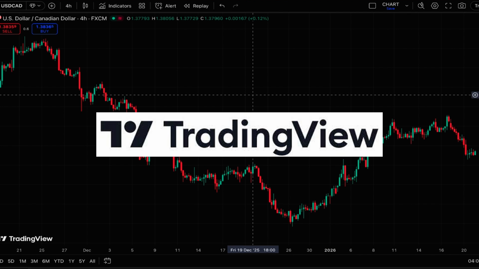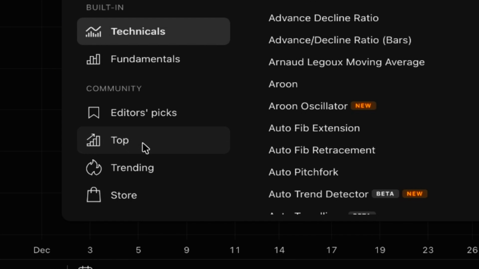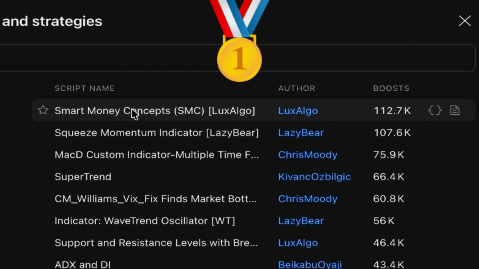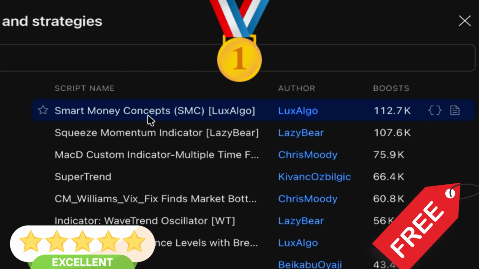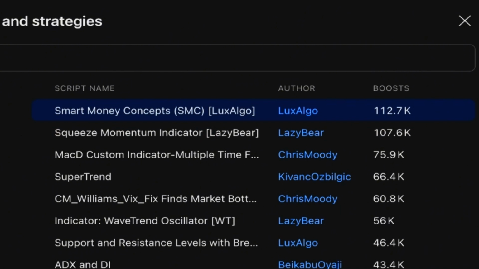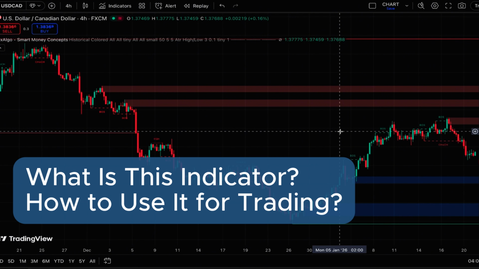On the TradingView platform, here we click on indicators and then we click on top, and this is the number one indicator on TradingView, a free indicator from Lux Algo, which is about the smart money concepts method of trading. In this video, I want to teach you what this indicator is and how you can use it for trading.